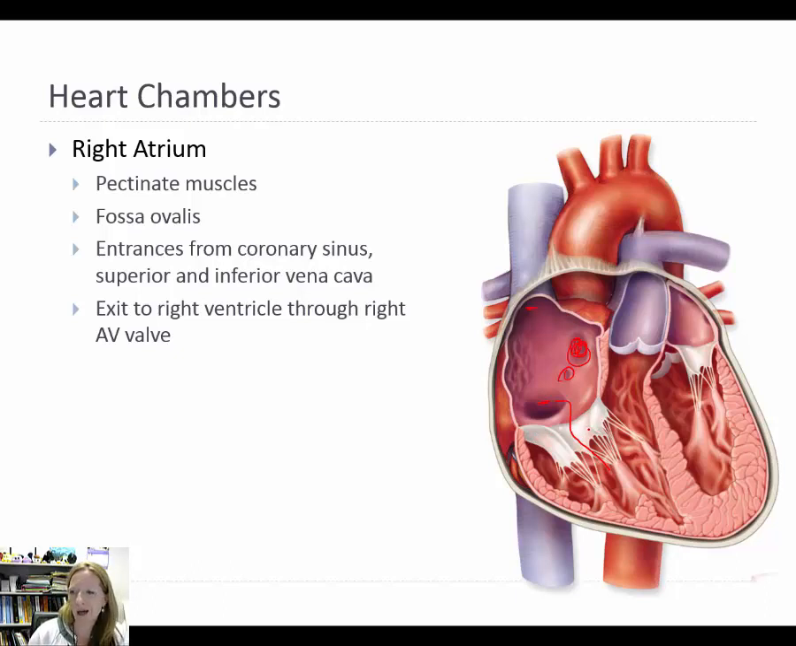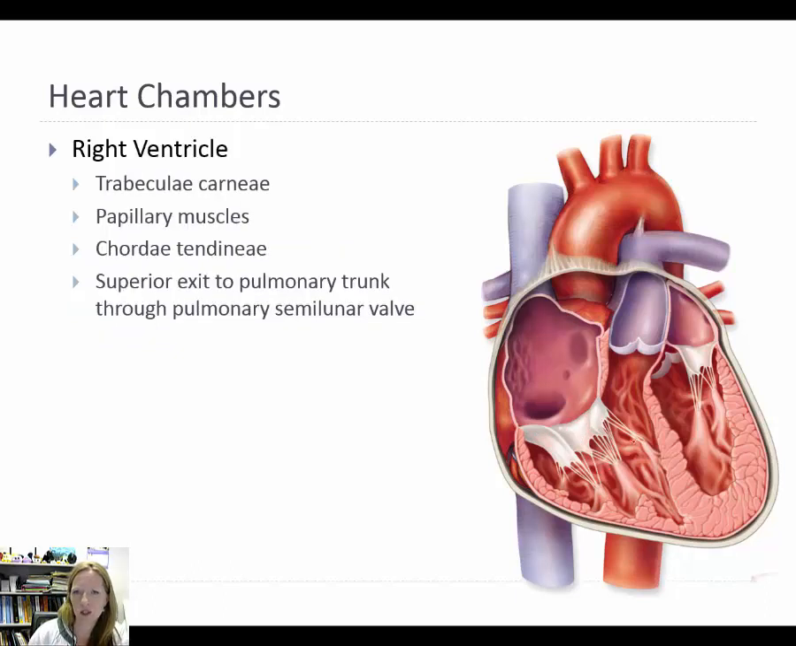Let's take a look down here into the right ventricle. You have something called the trabeculae carneae. It's an awkward thing to say, isn't it? That's going to be these more prominent ridges that you can see in the ventricles. All of this you can see over here on the left side of the heart as well.